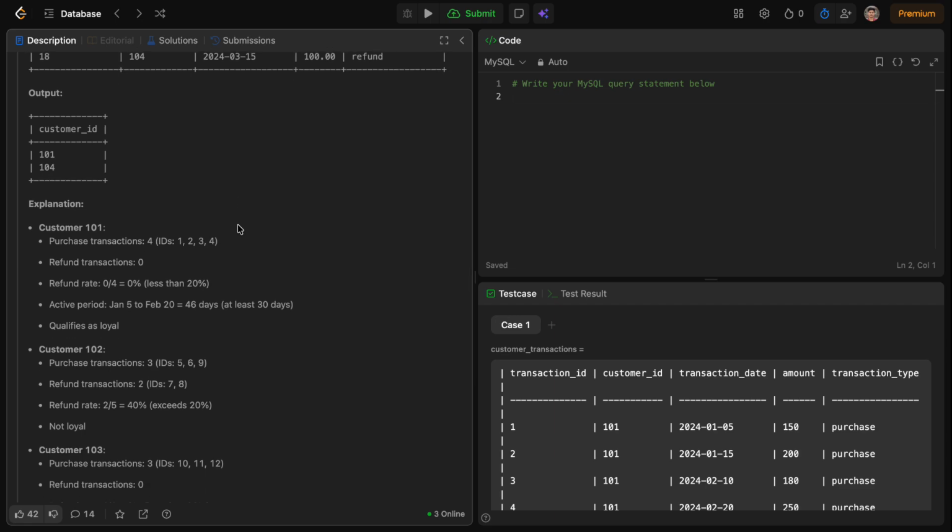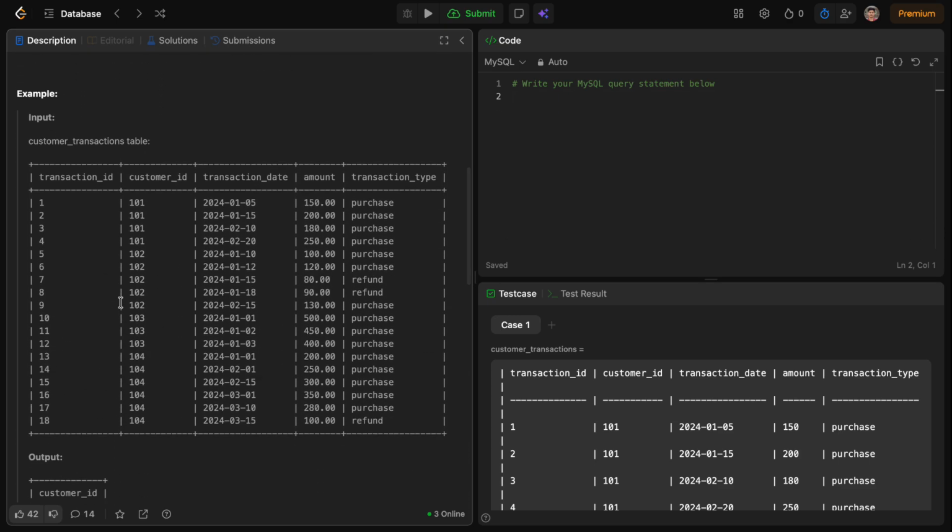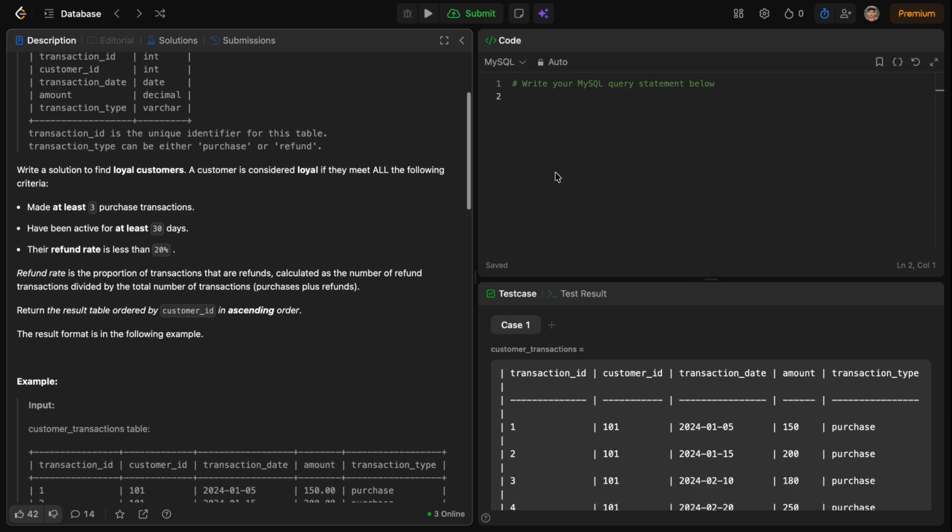For customer 101, there are 4 purchase transactions, 0 refund transactions, the refund rate is less than 20%, and the active period is 46 days. So it is loyal. Just like that, we have to identify those IDs which follow the criteria. So let's see.